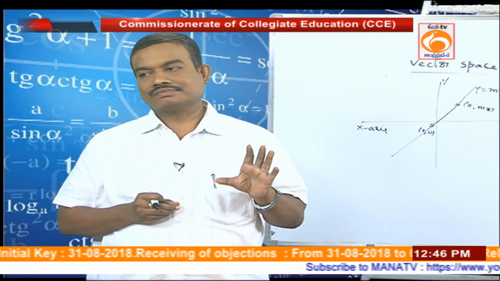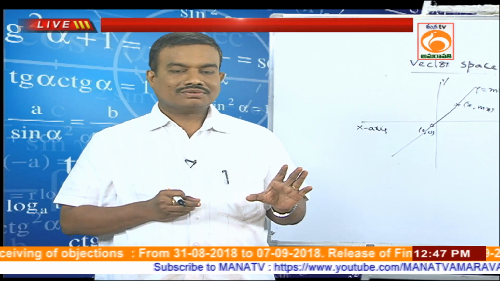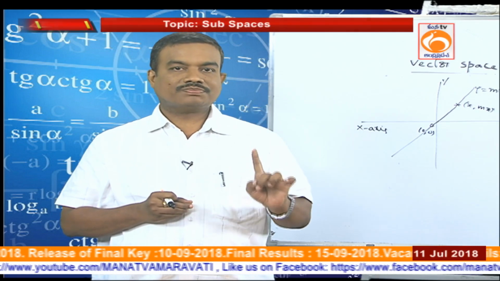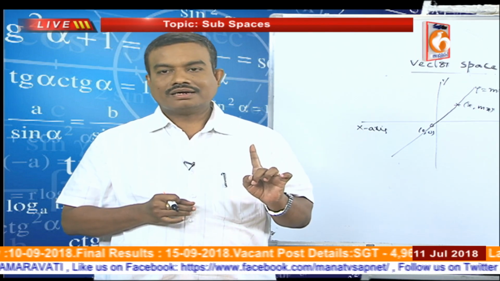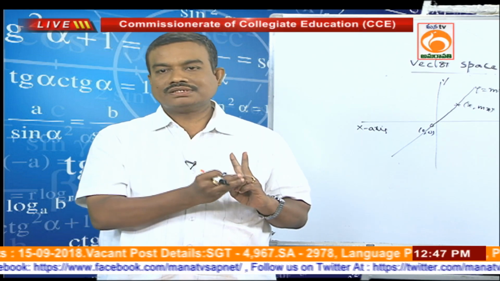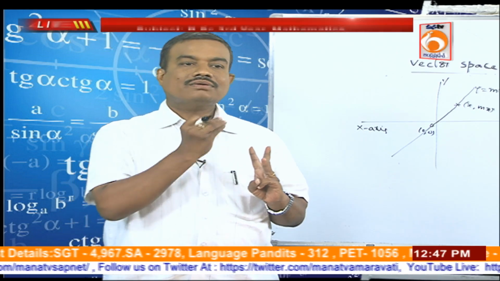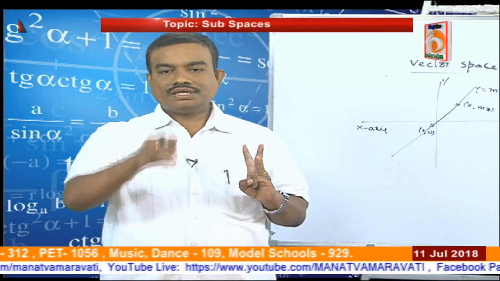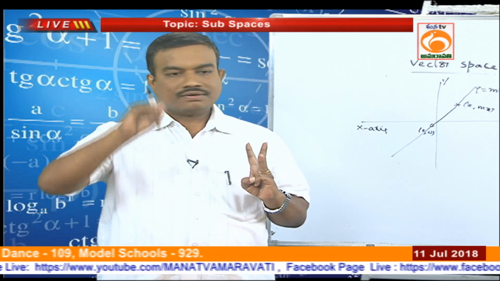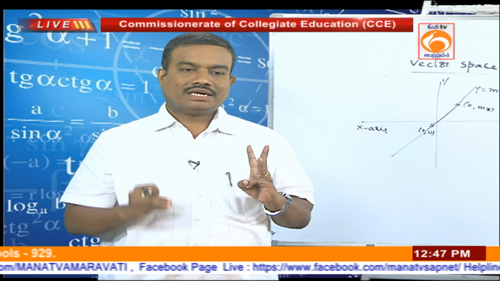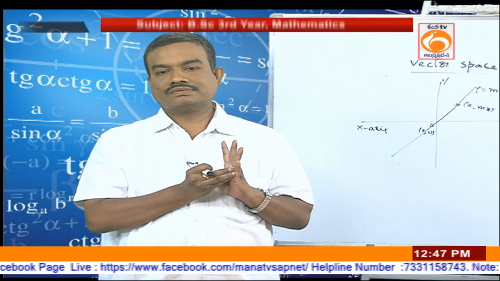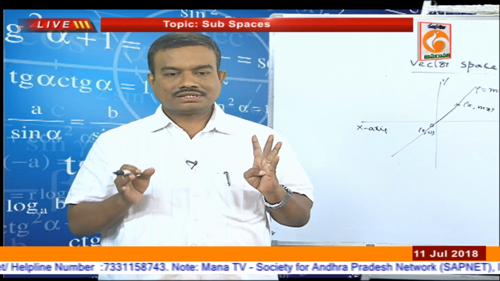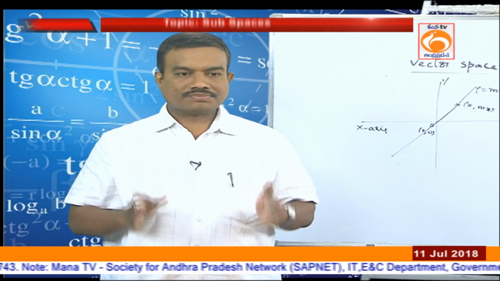So, my dear students, in the second topic we discussed the definition of a subspace of a vector space, some trivial subspaces, and the necessary and sufficient condition for a subset to be a subspace of V. We also supplied the proof and some example verifications in the case of R cross R. So, this concludes the second topic, subspace.